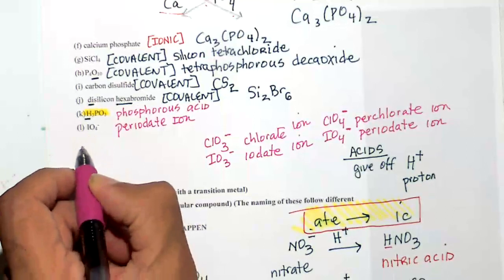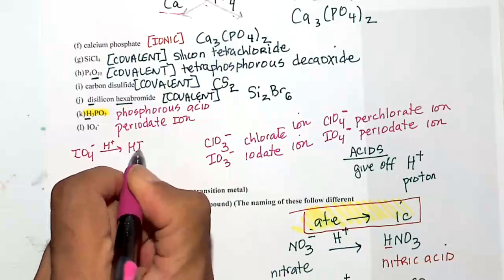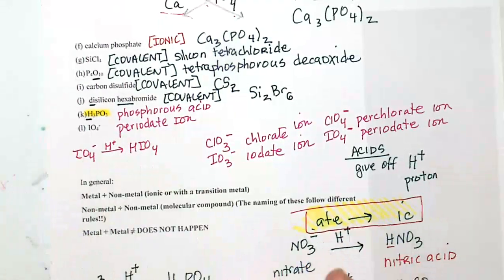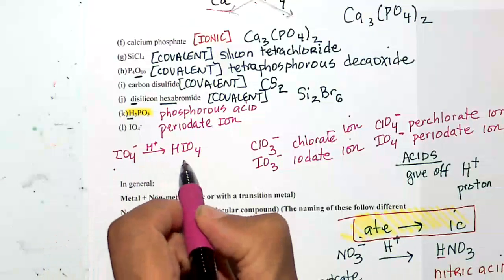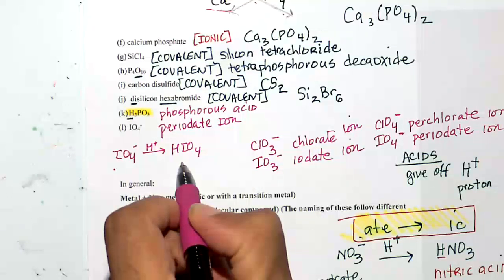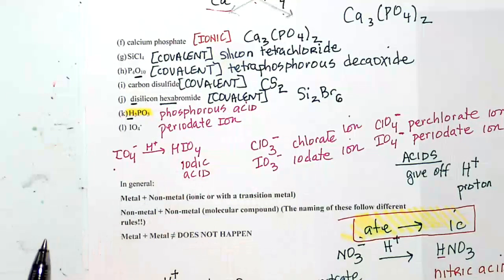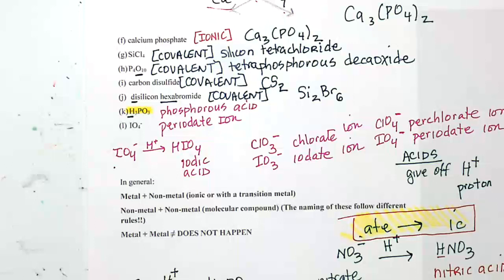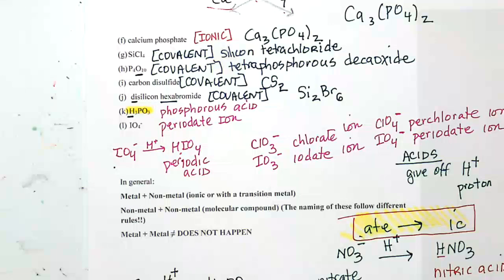What happens if I acidify this? What happens if I add an H plus to this and get HIO4? What would be the name of this acid? Okay, so iodate, iodic acid. Periodic acid. Periodic acid, that's right. You got me.